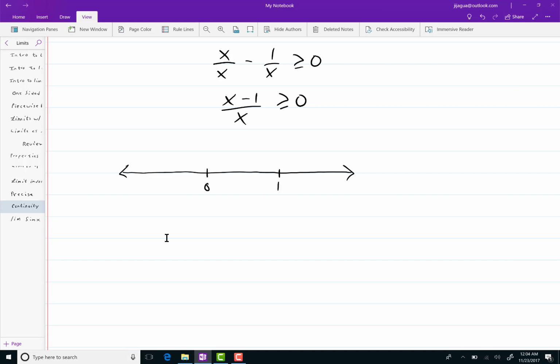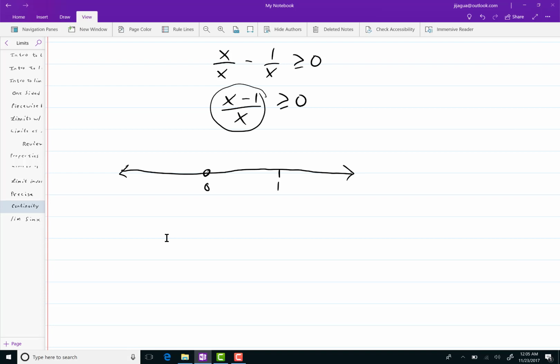I like to do something a little special with 0. I want to put a hole there to indicate that you cannot have that value for x. Now the task is to determine where this expression is positive versus negative. The way you do that is you take values of numbers in each of these intervals, negative infinity to 0, 0 to 1, and then 1 to infinity, and plug them into this to see if you get a positive or negative.